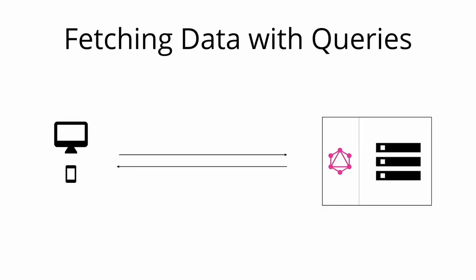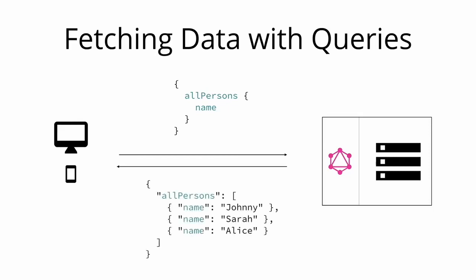Let's now take a look at an example query that a client could send over to a server. The allPersons field that you can see in this query is called the root field of the query. Everything that follows the root field is called the payload of the query. This particular query would return a list of all the persons that are currently stored in the database. Here is an example response.